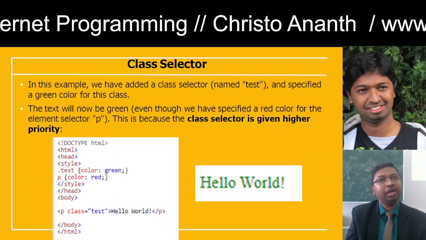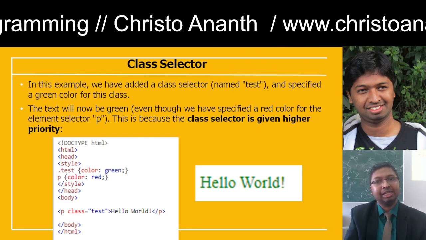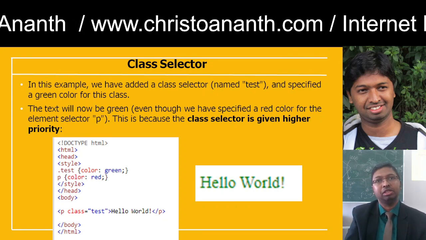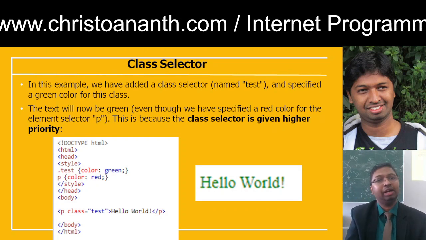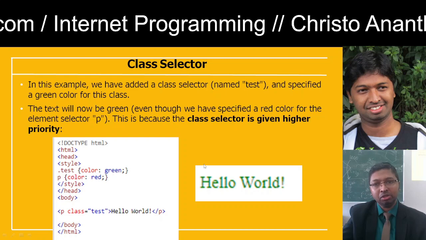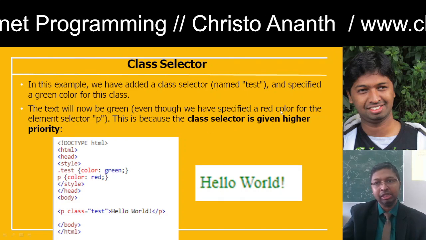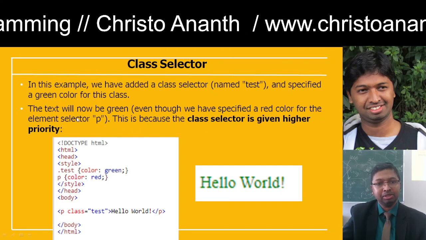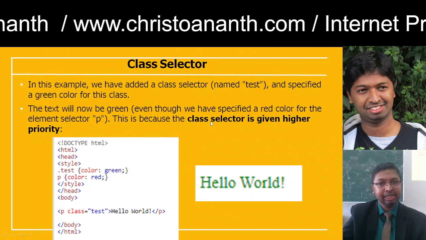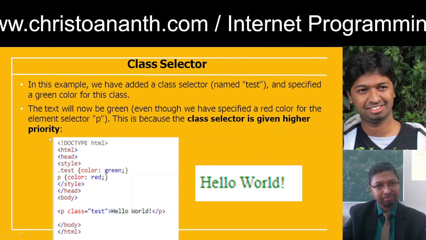In this example, we have added a class selector called test, and you specify a green color. Instead of red, you can have a green color, so the text will now be green. Even though we have specified red for the element selector, the text is green, because the class selector is given higher priority.